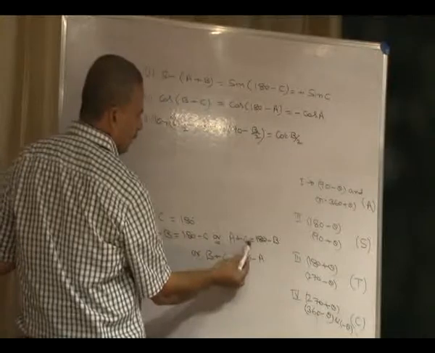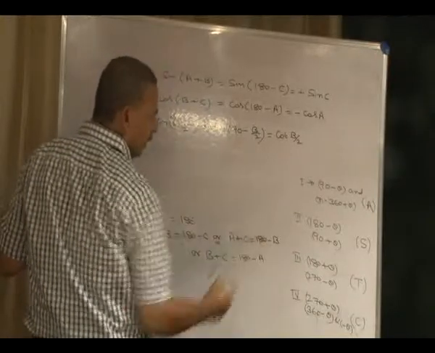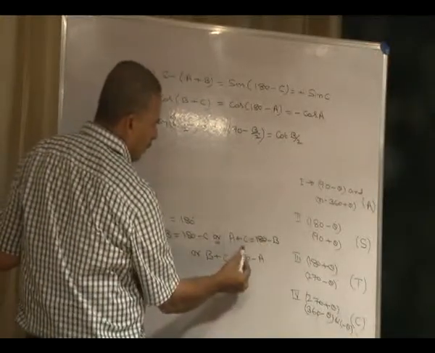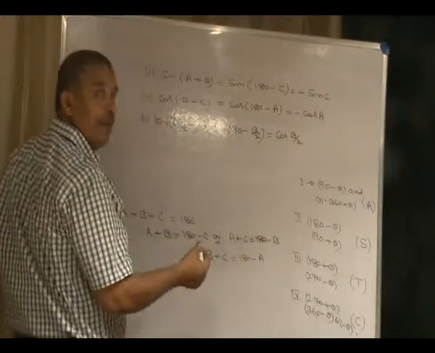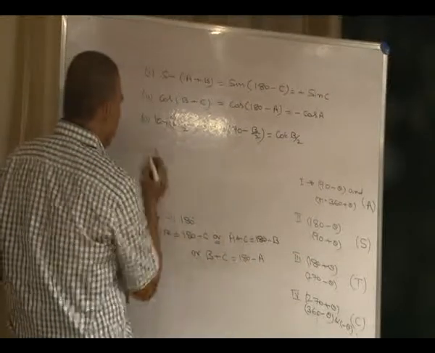Here, when A plus C equals 180 minus B, dividing both sides by 2, A plus C whole divided by 2 equals 180 by 2 minus B by 2. 180 by 2 is 90, minus B by 2.